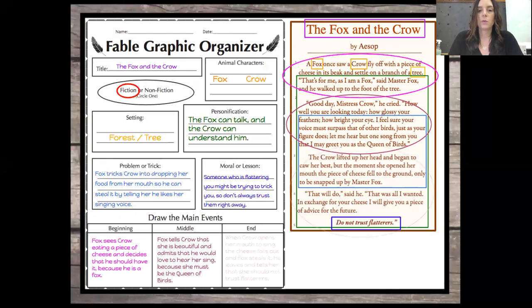And in the end, what happens is that the crow opens her mouth to sing, but the cheese falls out and the fox steals it. And then he leaves and he's telling her on his way that she should not trust flatterers.